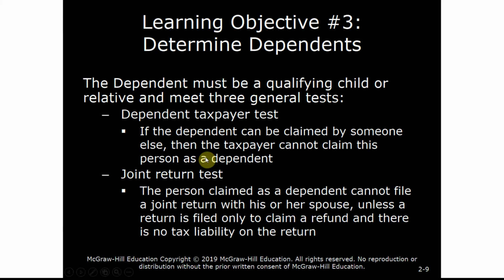So for the dependent taxpayer, there are tests that we have to meet, and one test is that the dependent cannot be claimed by someone else, right? So the taxpayer can only be claimed by one individual. And then the joint return test: a person claimed as a dependent cannot file a joint return with his or her spouse, but there is an exception. If you claim a married couple as dependents, they can file their own return if the only reason for filing that return is to claim a refund and they owe no tax. So only in that event can you claim them as dependents and permit them to file their own return.